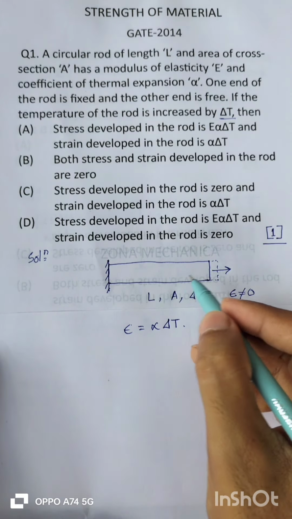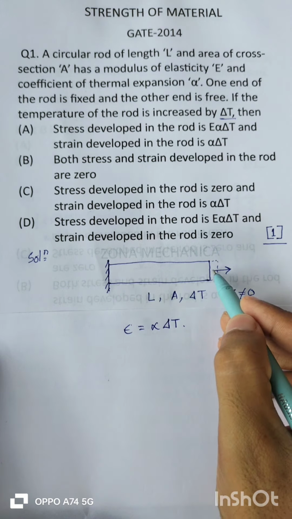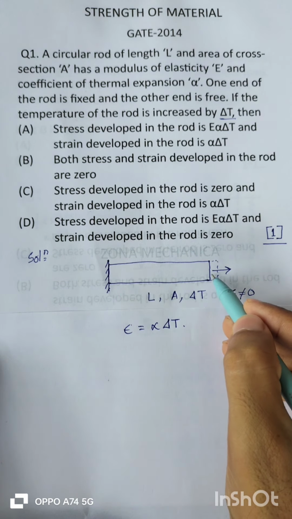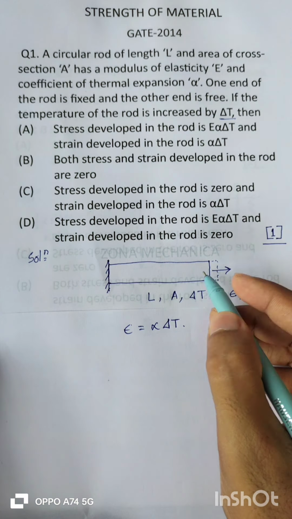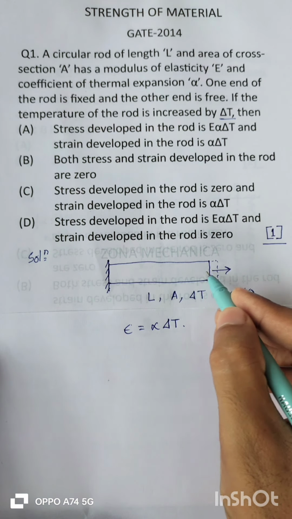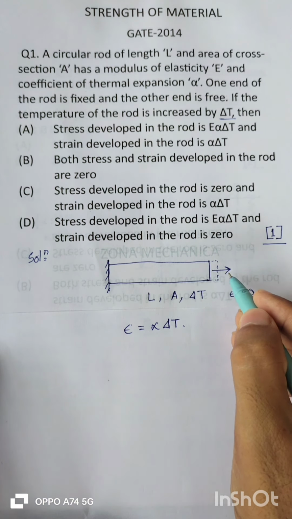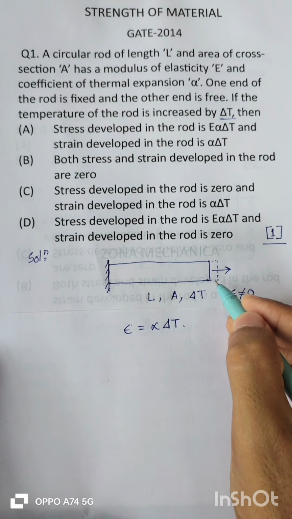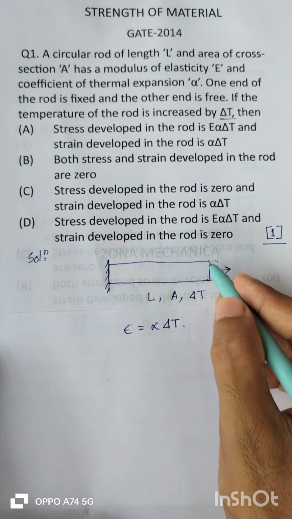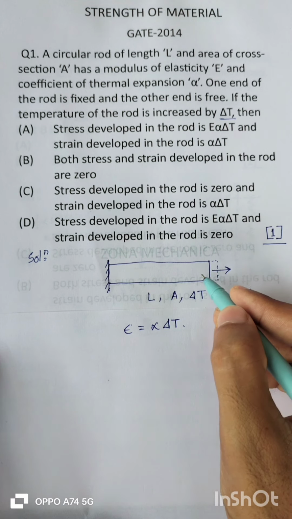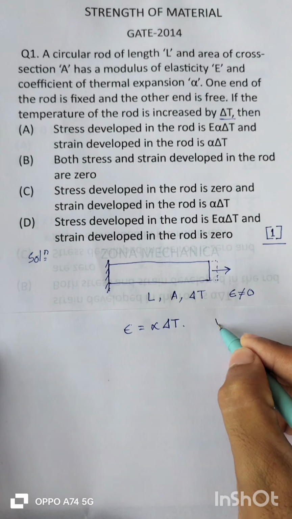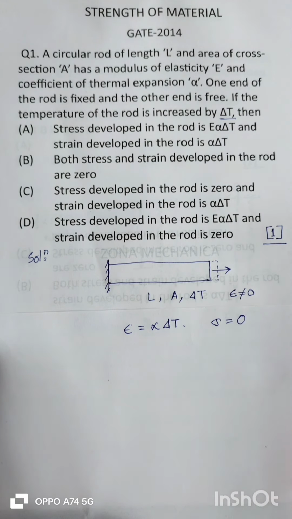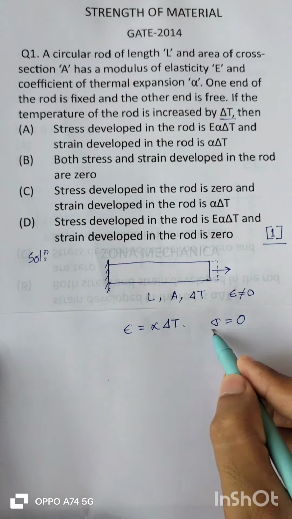Now the stress. See, the rod is free to expand, one end is free, so the internal force which is causing the expansion is not getting any obstruction. Since there is no obstruction, no repulsive force, it is free to expand, so the stress is 0.